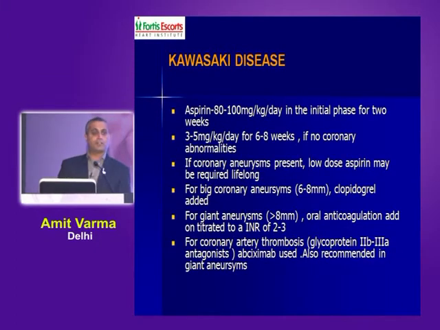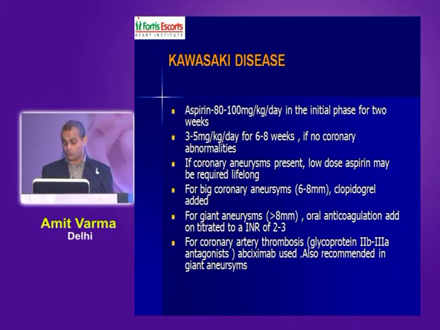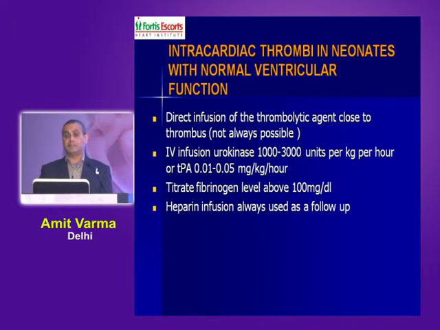Kawasaki disease, this is not a cardiology debate, so I'm not going to get into it, but clearly aspirin is used, and for big coronary aneurysms we are now routinely putting patients on clopidogrel and oral anticoagulants. Thanks to the long-term usage of longer PICC lines and intravenous lines, we are now seeing intracardiac thrombi in neonates. These are usually an incidental finding, or occasionally we pick them up on routine echoes.